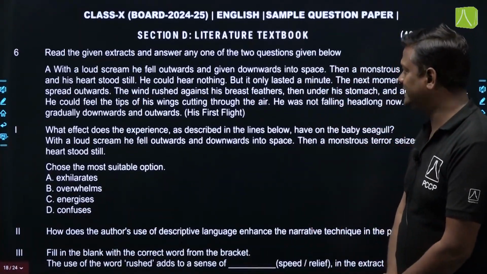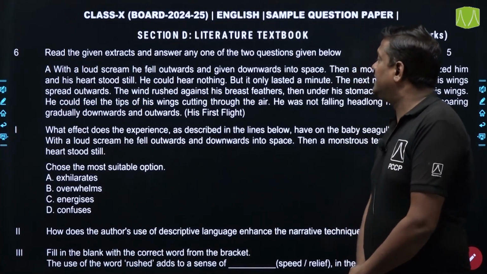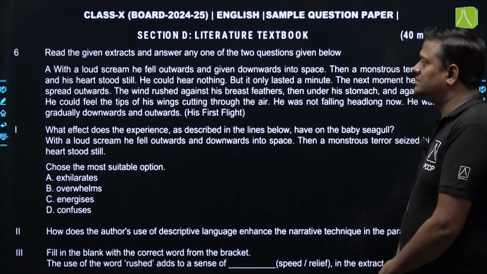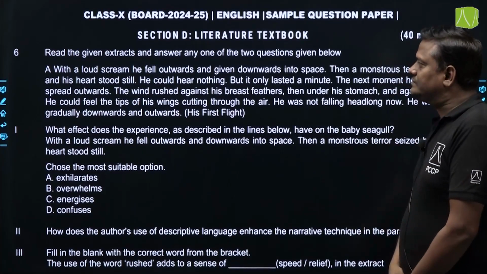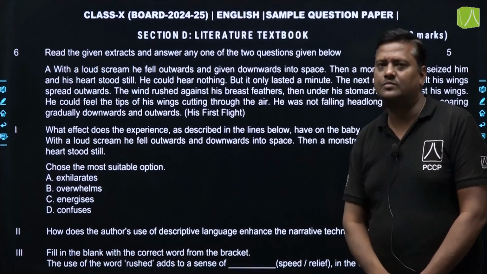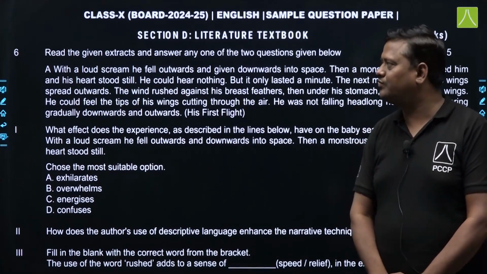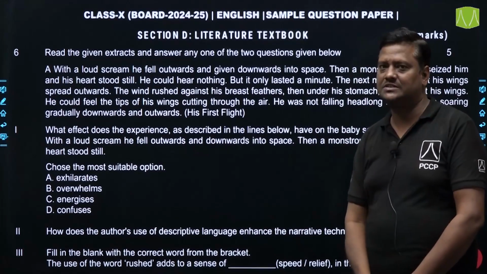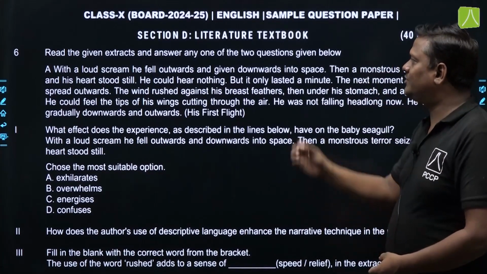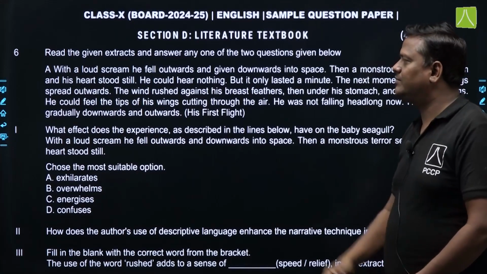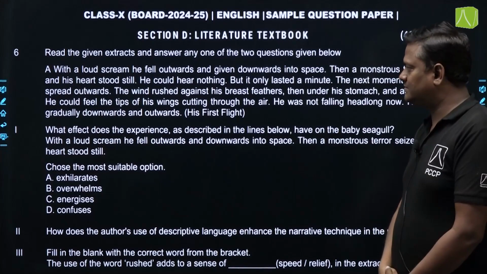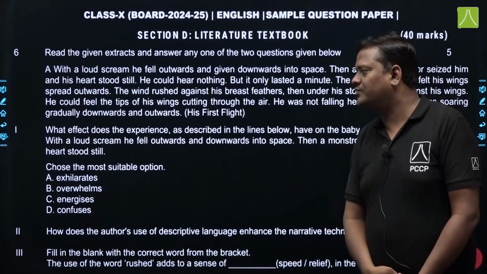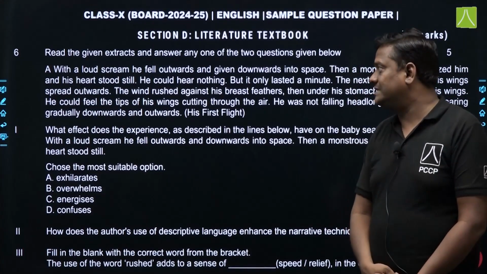Now, section D, or we can say section C, is literature and it has the most mark weightage. It is of 40 marks. The questions will be asked from our books First Flight and Footprints Without Feet. Question number 1 will be extract based questions. It will be question number 6, the first question of section D, but in continuous form. We will be given two extracts from our books First Flight and Footprints Without Feet.